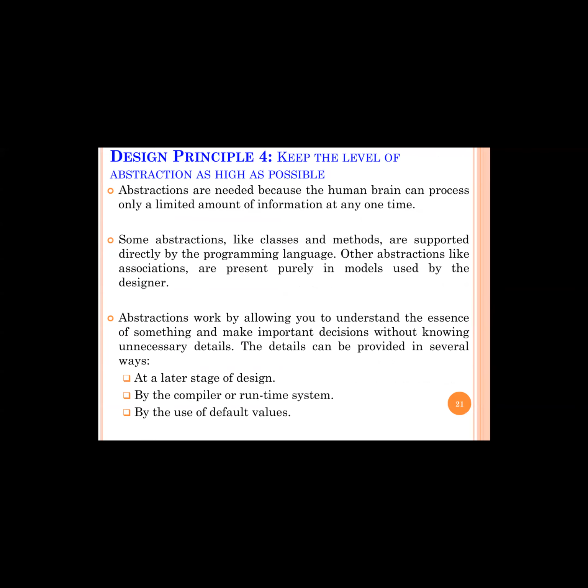The next one is keep the level of abstraction as high as possible. If you are following a high standard of abstraction, definitely your coding will be very less, and you will be using efficient statements, and the time will reduce, memory usage will reduce. Abstractions like classes and methods are supported directly by the programming languages. Other abstractions like associations are present purely in the notes used by the designer. So abstraction works by allowing you to understand the essence of something and make important decisions without knowing unnecessary details.